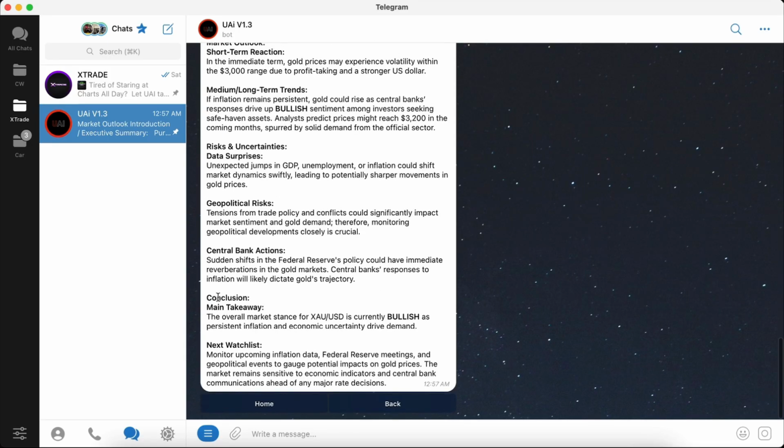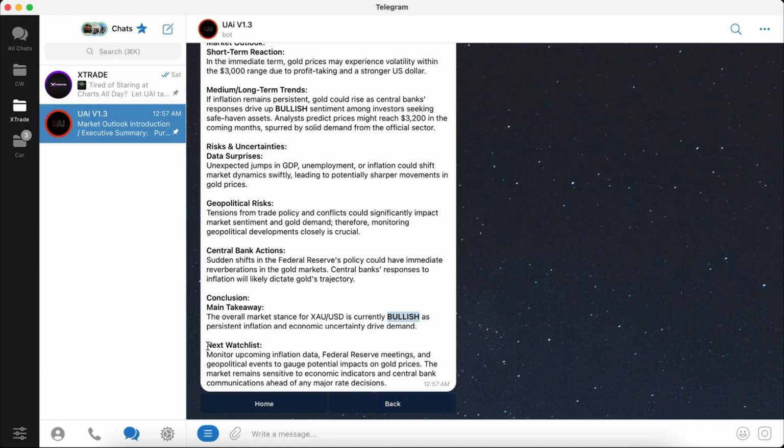So it even gives you a conclusion. The conclusion, the main takeaway, is the overall market stance for gold is currently bullish as persistent inflation and economic uncertainty drive demand. So you can know the overall market for gold is bullish based on the fundamental analysis provided from this AI.